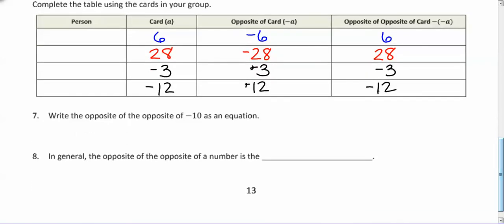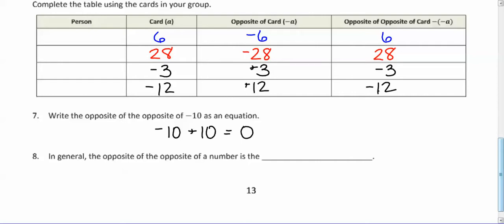Write the opposite of negative 10 as an equation. Okay, so if you take a number and its opposite, and you add them together, like 5 and negative 5, you're going to get 0, right? So, write the opposite of the opposite of negative 10 as an equation. I don't really know what they want you to do there. I'm going to say this: negative 10 plus 10 equals 0. I don't really know what they want. I think that's silly. But we're going to move on to 8.